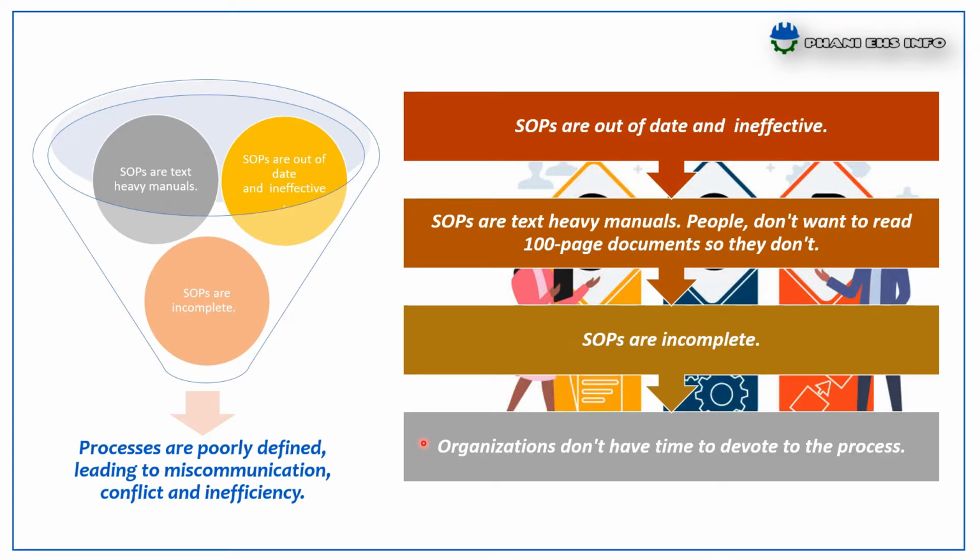And last one, organizations don't have time to devote to the process. The SOP to-do list is so large that organizations simply don't know where and how to get started. The result, processes are poorly defined, leading to miscommunication, conflict, and inefficiency.